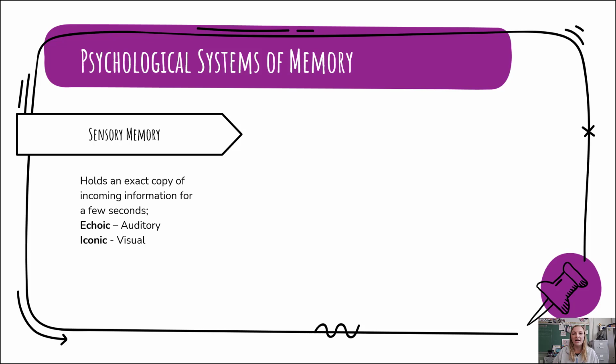You can test your iconic memory by closing your eyes, and you'll be able to very quickly see the outline of what you've been looking at. This will go away in a very short amount of time, but this is evidence of our iconic sensory memory.